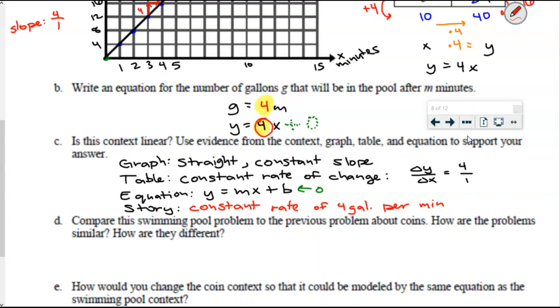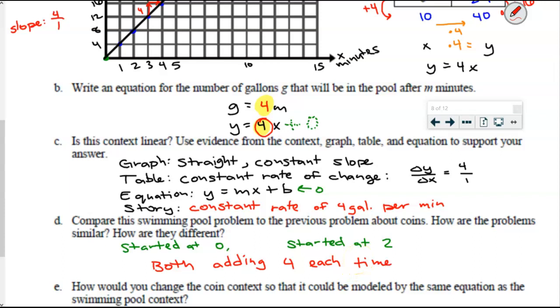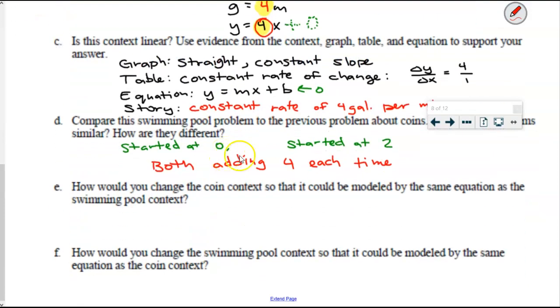Okay, tell me what you know. Let's start with Micaiah. Perfect. Starting places were different, right? One started at 0, one started at 2. What is the same about each of them? Alexis. Exactly. Both adding 4 each one, right? Fantastic. So let's change them.